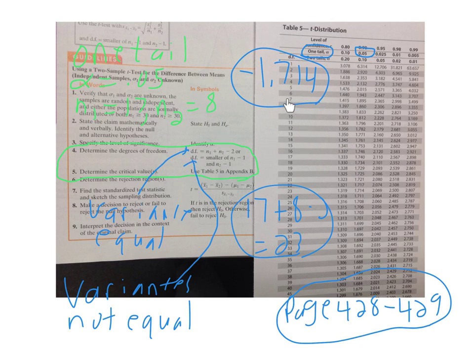So you come up here to 7, and then we come across, and it's 1.895. And again, it's a left-tailed test. That's given in the directions. So your answer to part B is minus 1.895.